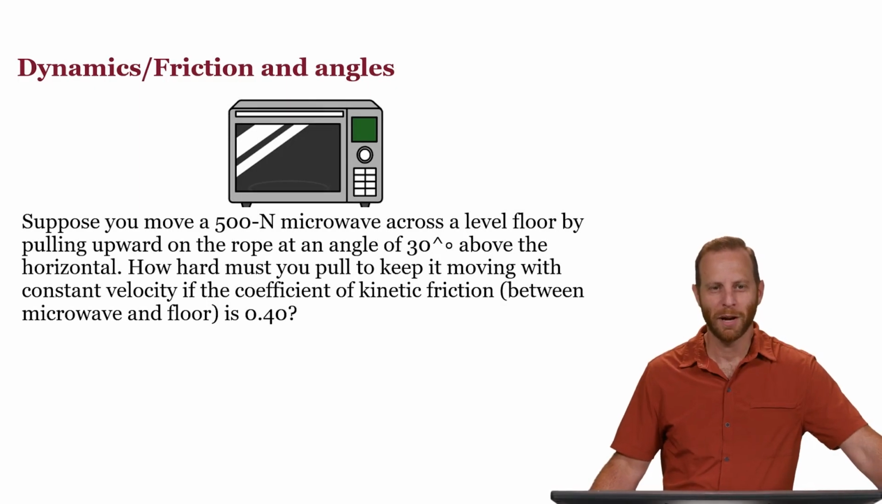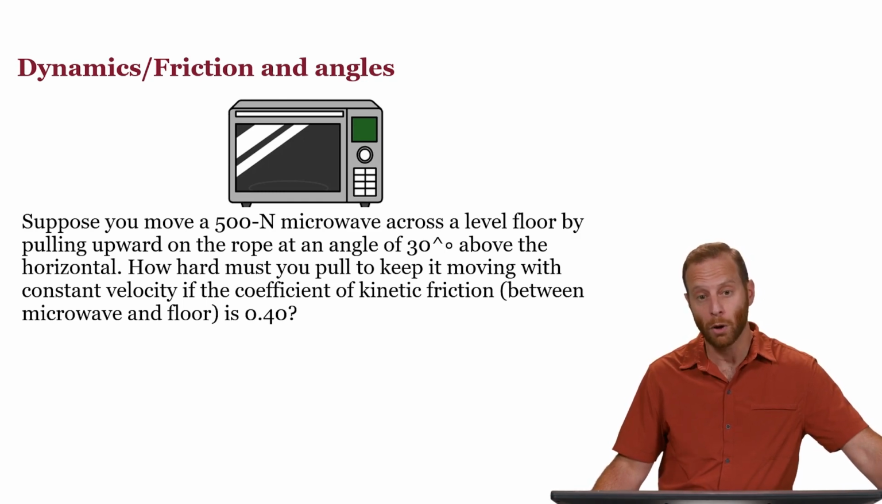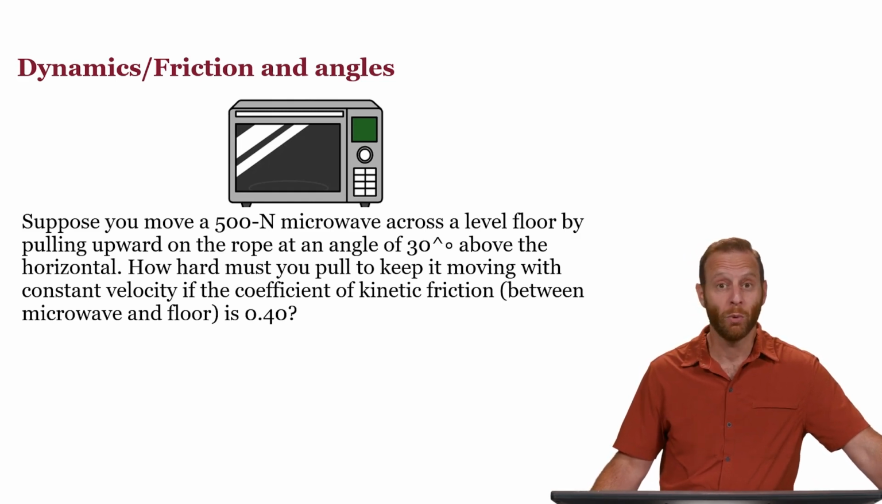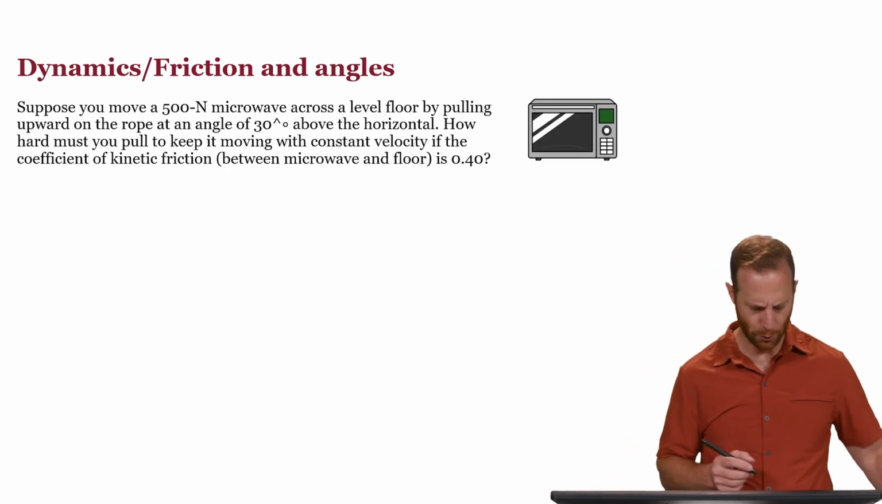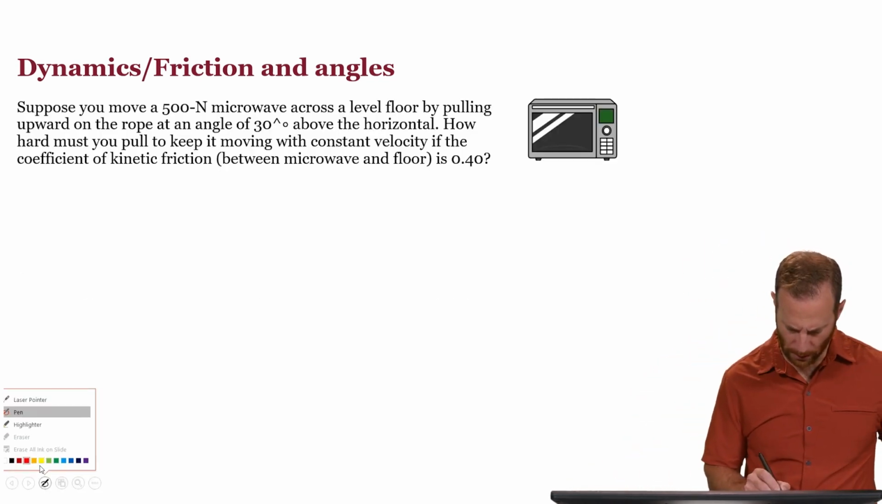Okay, we've got another microwave. And suppose you want to move this 500 Newton microwave across a level floor by pulling it upward on the rope at an angle of 30 degrees above the horizontal. How hard must you pull the rope to keep it moving with constant velocity if the coefficient of kinetic friction is 0.4? So let's make sure that we draw a picture so that we know exactly what is going on here.